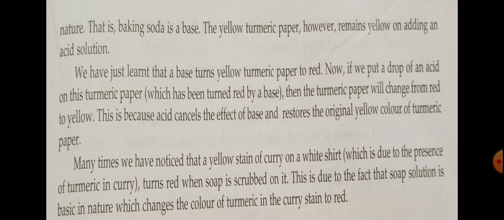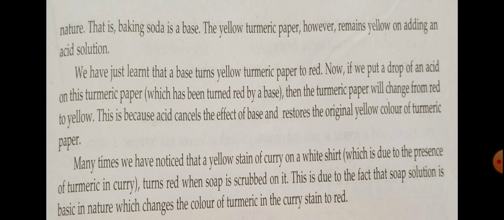Many times you have noticed the yellow stain of curry on a white shirt, which is due to the presence of turmeric in curry, and it turns red when soap is scrubbed on it. You can ask your mother when she washes your clothes: if there is a yellow curry stain, when she rubs it with soap, the yellow color turns red. This is because soap solution is basic in nature, and it changes the color of turmeric in the curry stain to red.